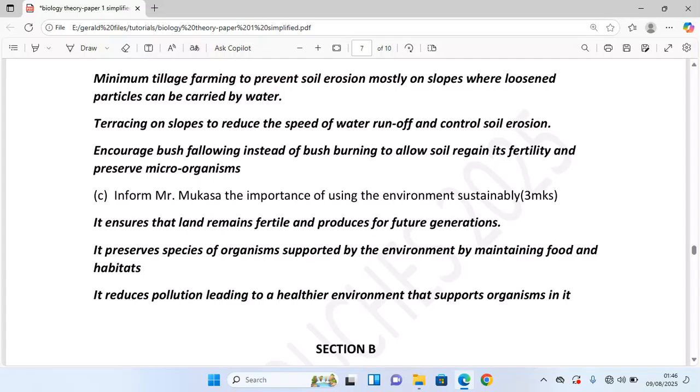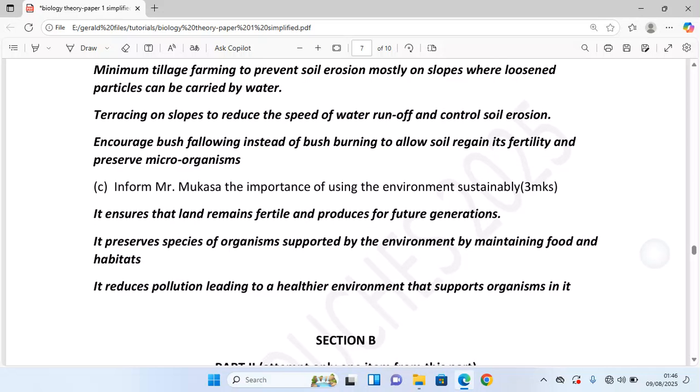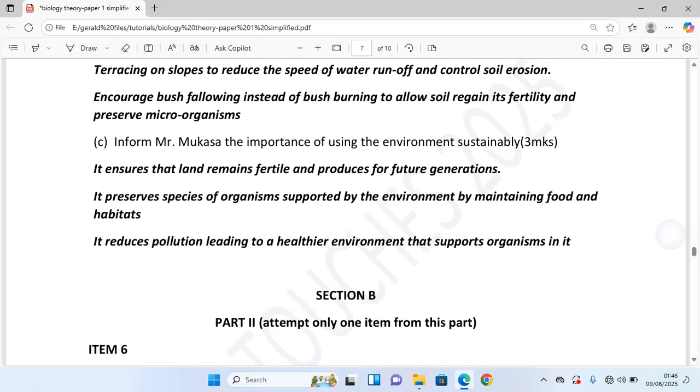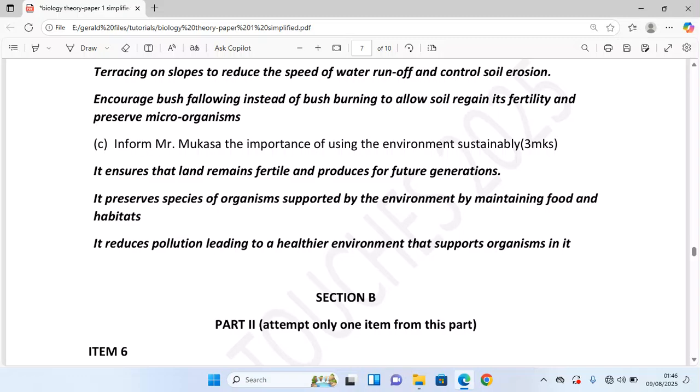Minimum tillage, that is the digging of the land. When you're tilling it, you have to do a minimum one, not going deep to destroy soil structures. Minimum tillage farming to prevent soil erosion, mostly on slopes where loosened particles can be carried by water. Terracing on slopes to reduce the speed of water runoff and control soil erosion, you see.